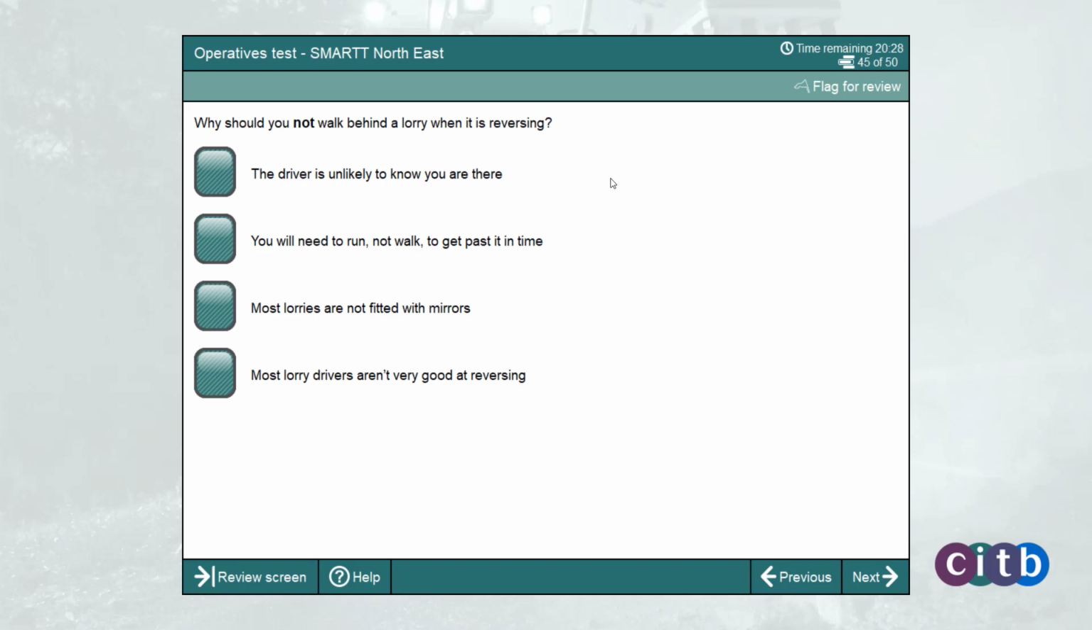Why should you not walk behind a lorry when it is reversing? The driver is unlikely to know you are there. You will need to run, not walk, to get past it in time. Most lorries are not fitted with mirrors. Most lorry drivers aren't very good at reversing.